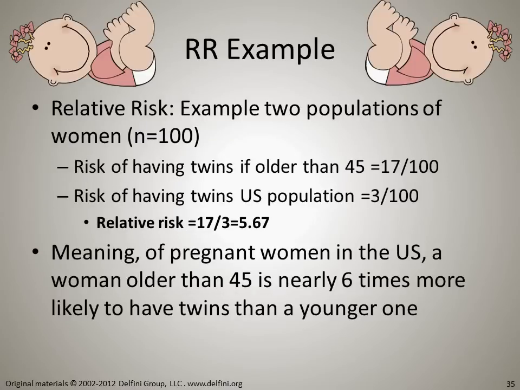Let's look at a practical example. Here we have risk information for twin birth for women in the U.S. population. If you're a pregnant woman older than 45, your risk of having twins is sharply increased. But by how much? Relative risk tells us that. A ratio is computed, as you can see. In this instance, meaning of pregnant women in the U.S., a woman older than 45 is nearly 6 times more likely to have twins than a younger one.